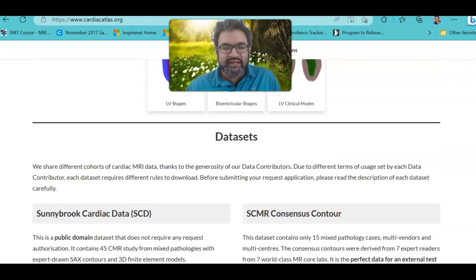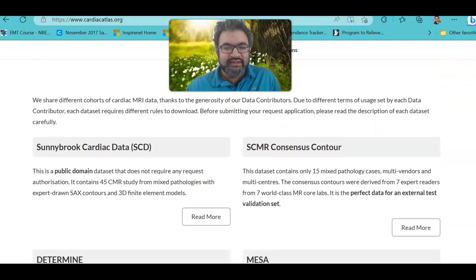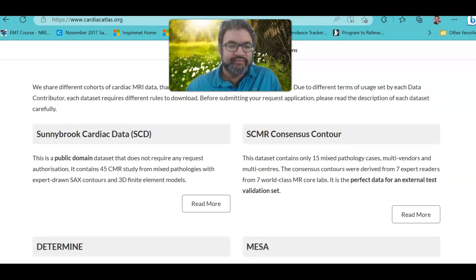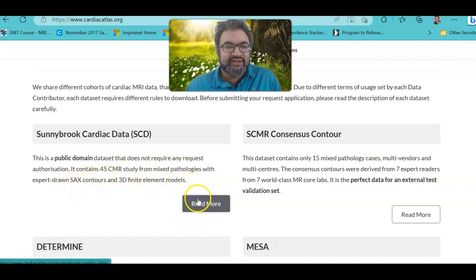I'm going to scroll down to some of the data sets that are available. I'm going to start with the Sunnybrook Cardiac Data, SCD. This is a public domain dataset that does not require any request authorization. It contains 45 CMR studies from mixed pathologies with expert-drawn SAX contours and 3D finite element models.